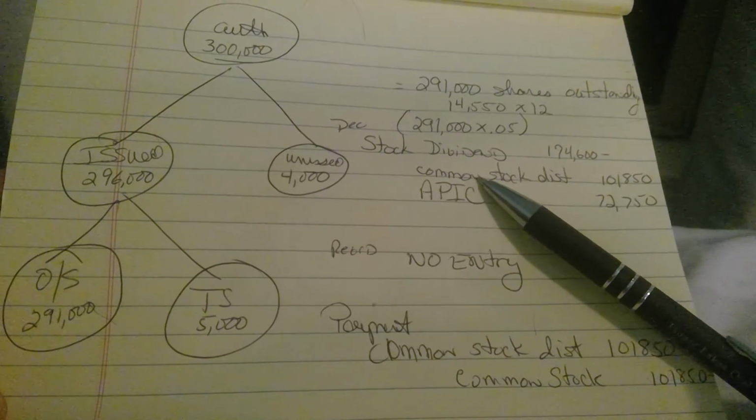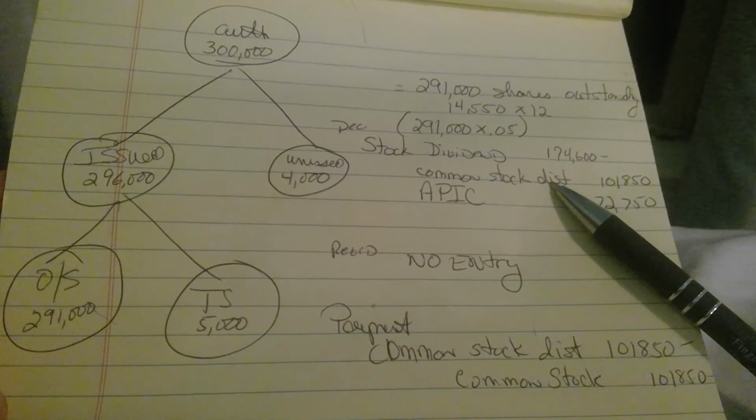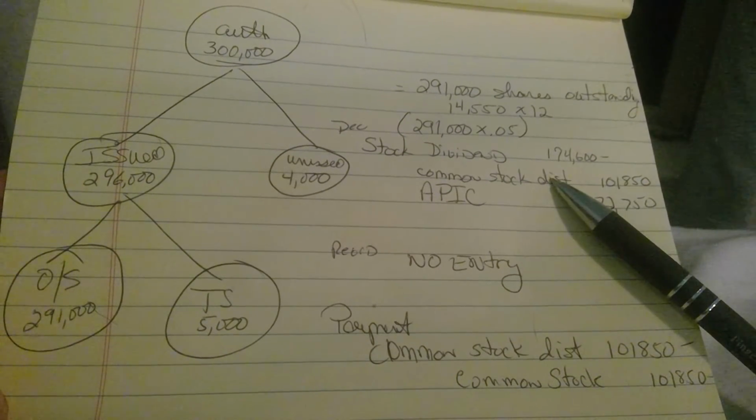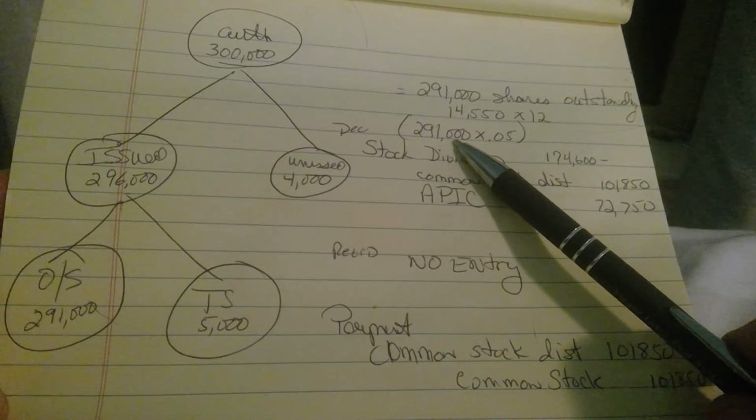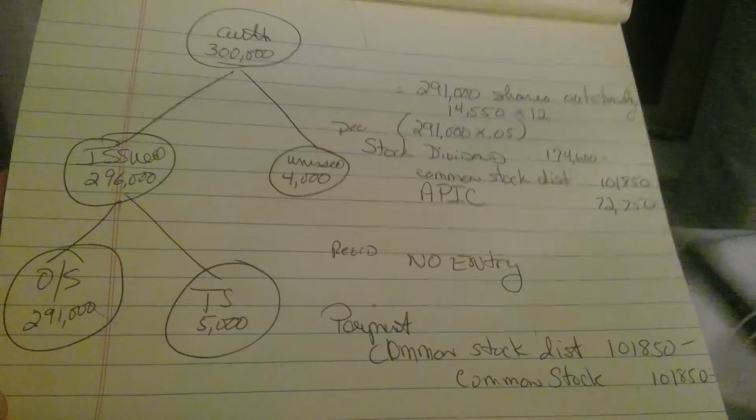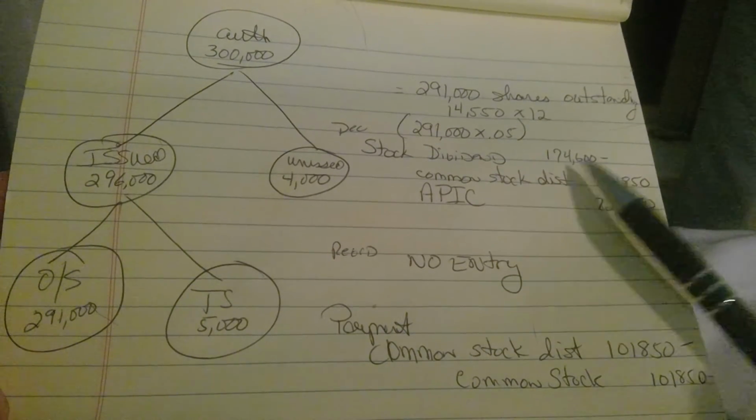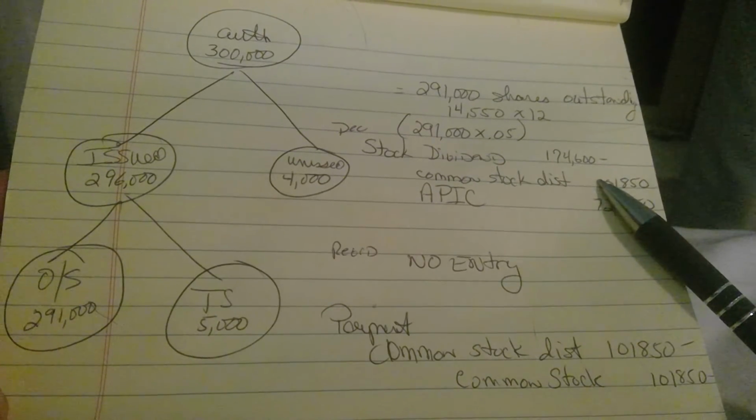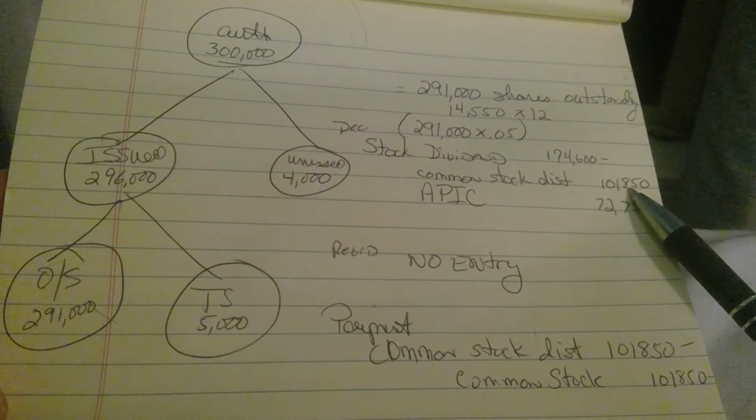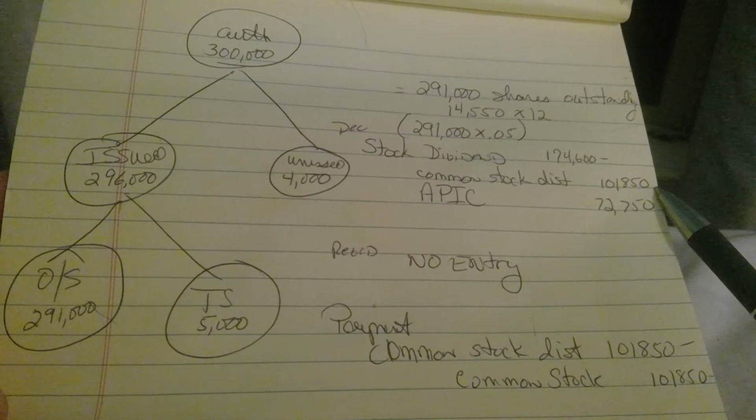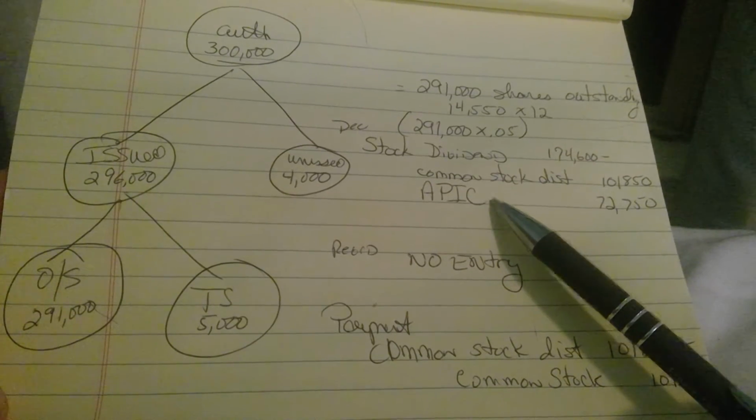Next thing is you have to figure out your common stock distributable. Now, this is where it says shares times the par value. So to find this value, you take your number of new shares, 14,550, multiply by the par value that's in the question, which I do believe in this question was $7 a share. So if you multiply 14,550 by 7, you would come out to $101,850.